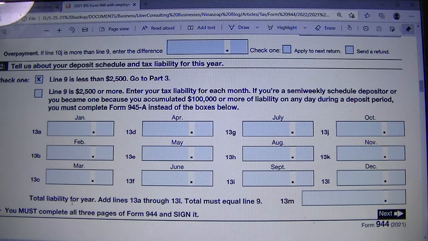So total liability for year, add line 13A through line 13L. So total must equal line 9. So in our case, it's $49.70. We check the first box. Therefore, we leave the rest alone and blank, and we go to part 3.